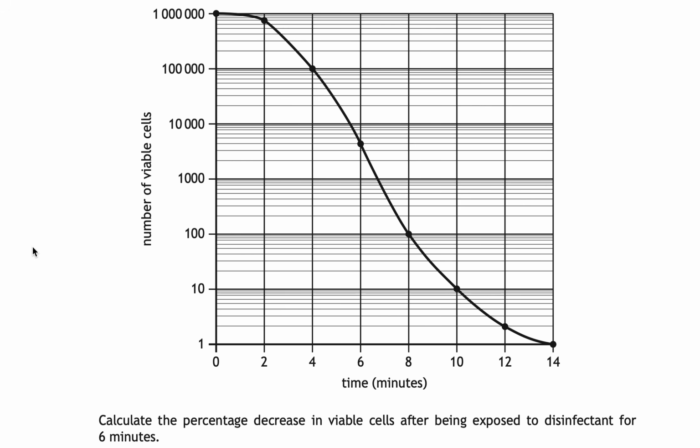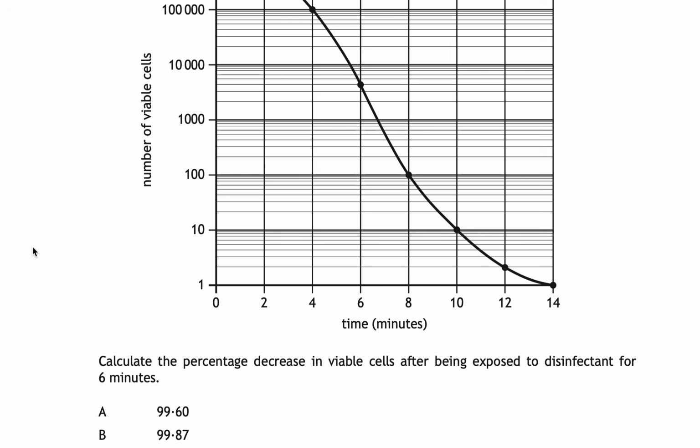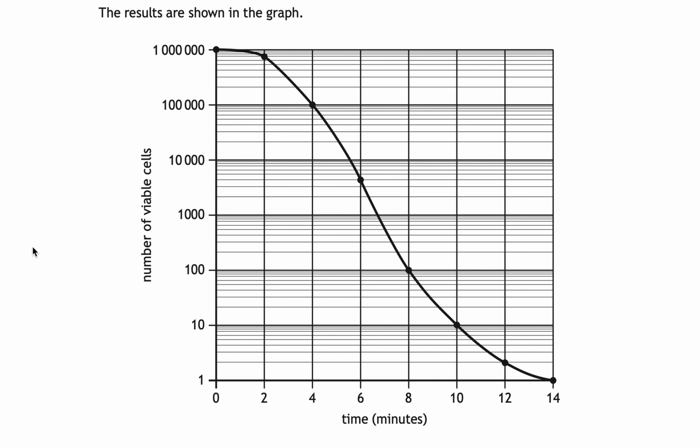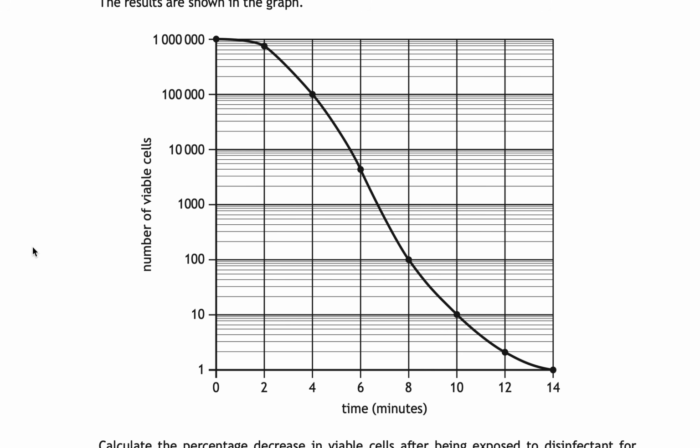So the correct answer for 16 is A, 99.60. Now the reason for this, if you look at this graph on a logarithmic scale, we start with 1 million viable cells or living cells. However, after 6 minutes, if we count up, we have 4,000 viable cells that are still present, so quite a decrease. So what we do here, and be careful with the lines when you're having a look at your logarithmic scale, we're going to do a percentage change equation.